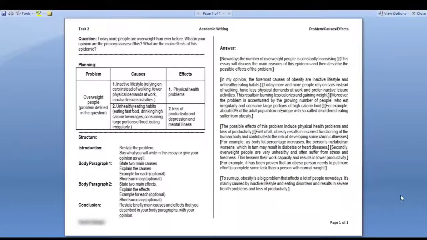Now I'm going to explain the sample answer in detail, including all the structures. So I hope you like this video.